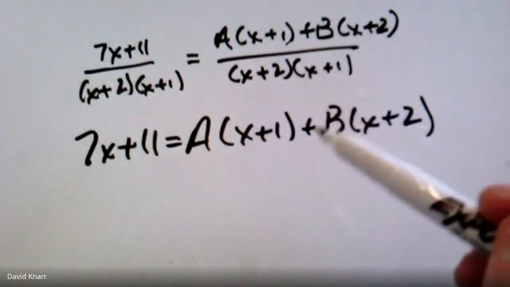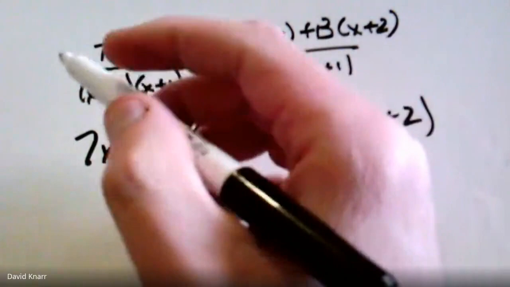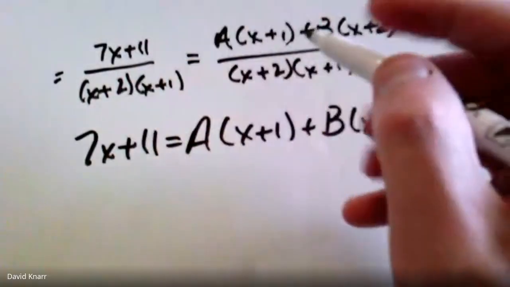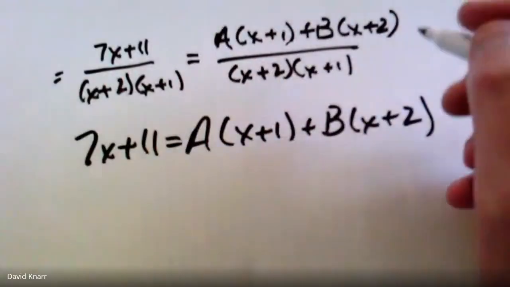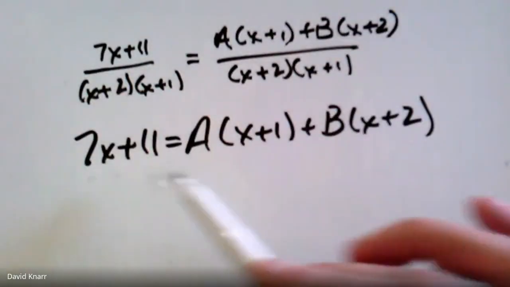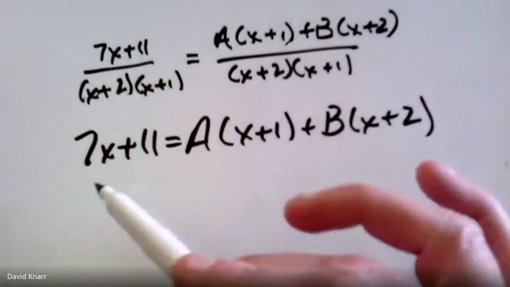If you look back at your work, I know I erased it. Let me see if I can fit it in here. I don't know if I could fit it. Yeah, might be able, no, I can't fit it. Okay, so we'll go back to it at the end. So I need to know what a and b are.